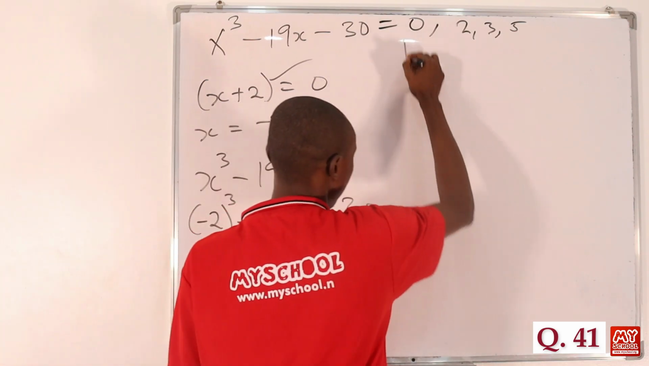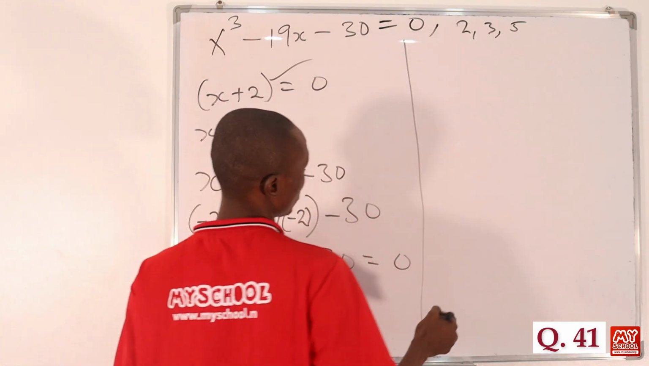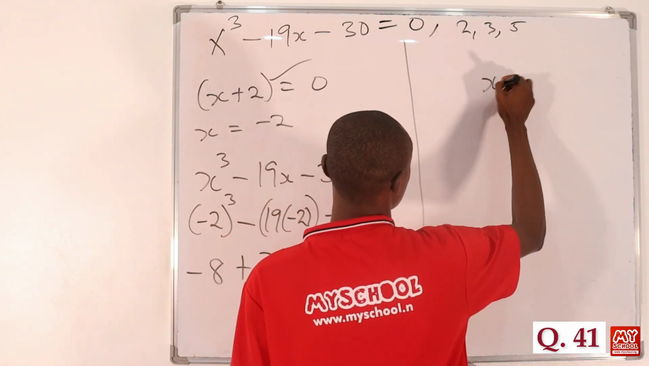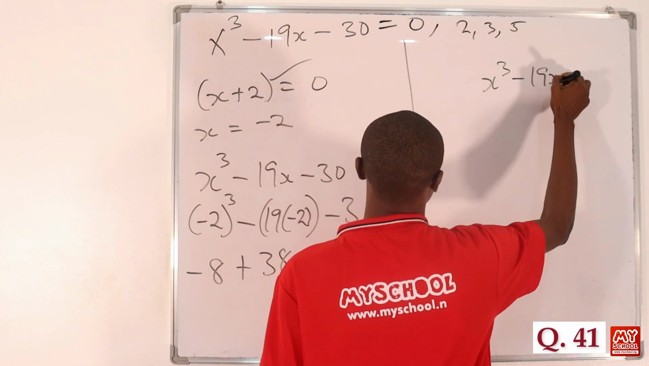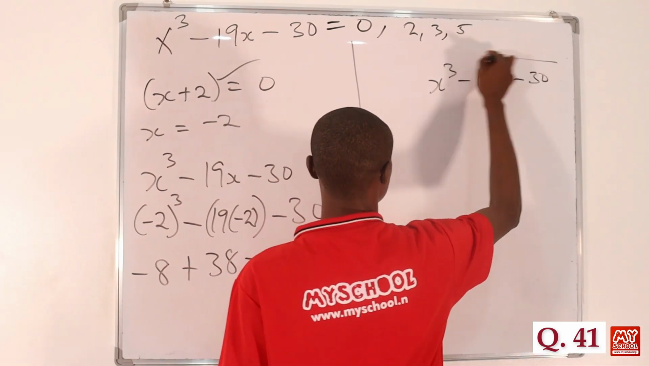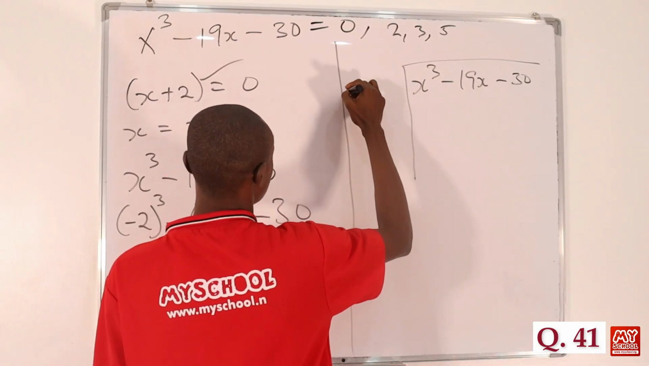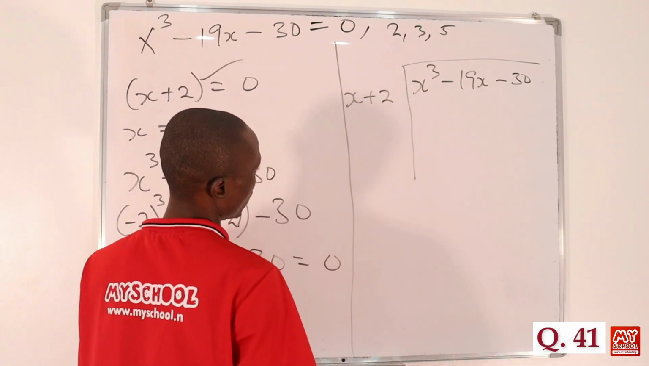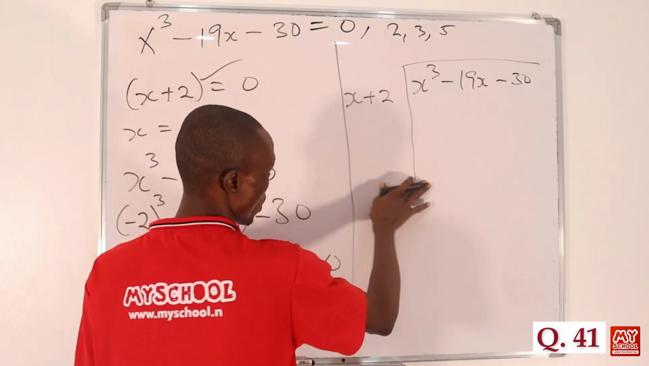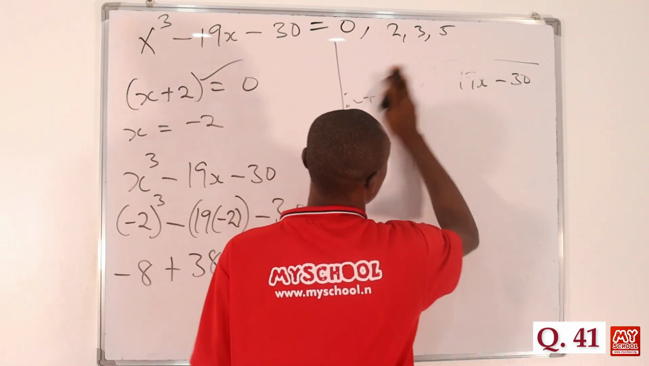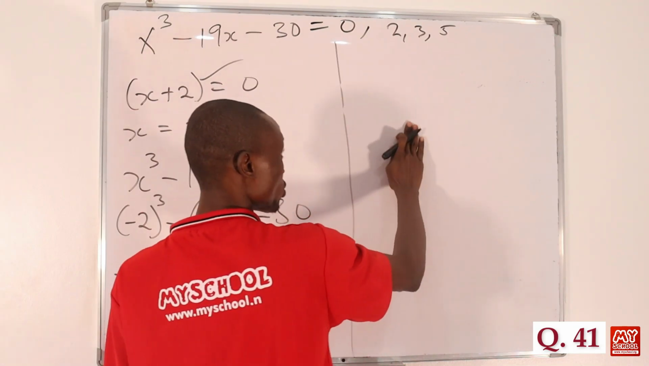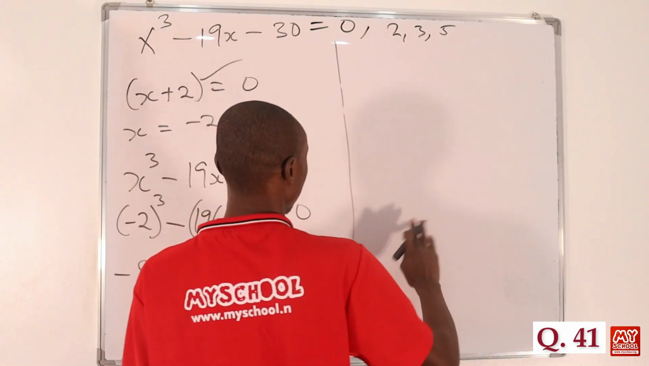Okay, so next we have to divide to get the other factors. So here we have x raised to power 3 minus 19x minus 30 divided by x plus 2. In order to do this, if you check this place very well, we don't have a coefficient of x squared. So we are going to fill it up, so that in our calculation we will not make any mistake or miss any step.